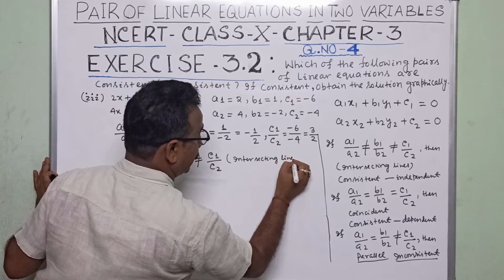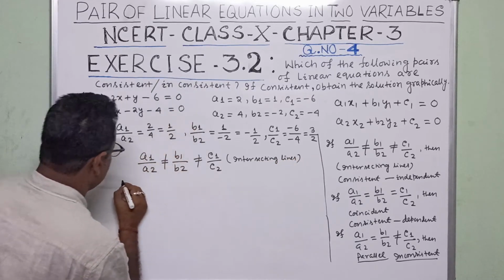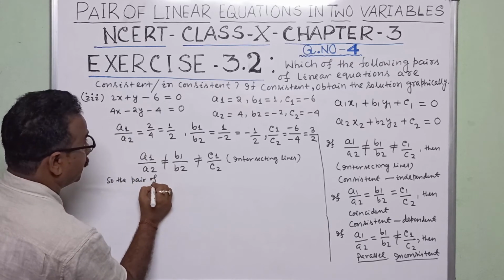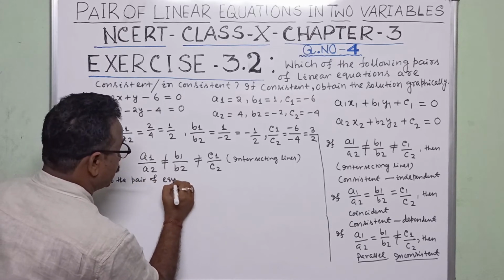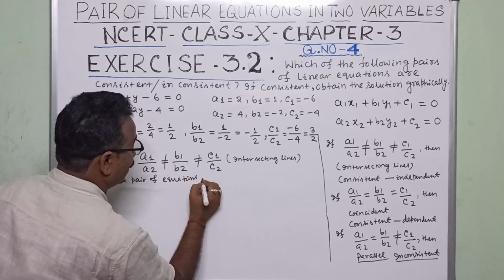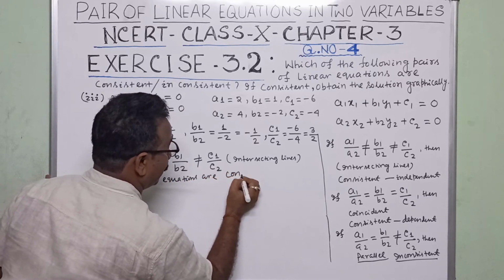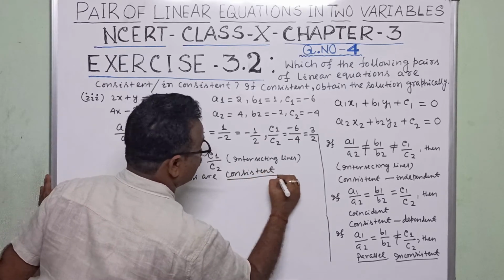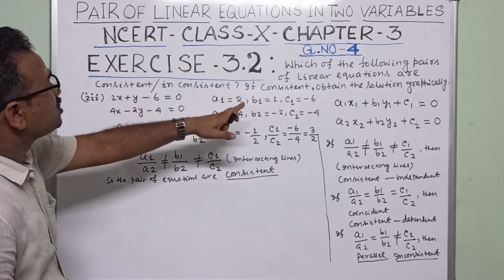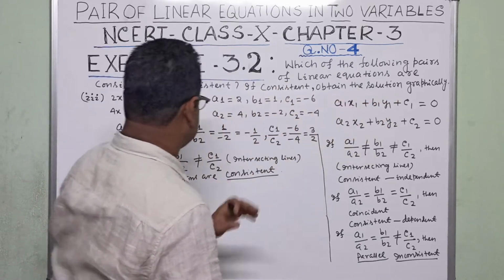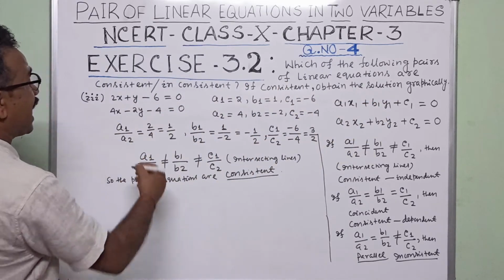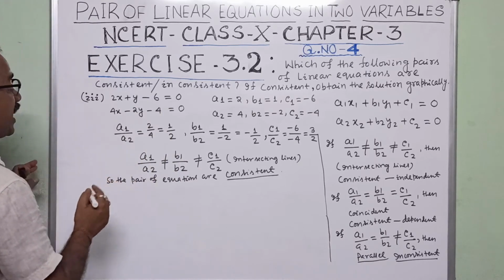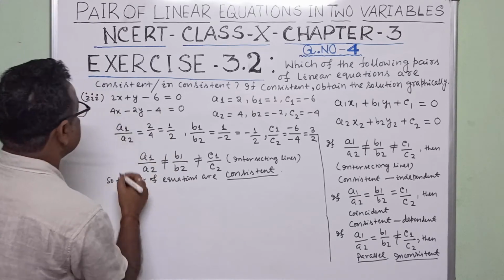Intersecting lines. So the pair of equations is consistent. Then, since it is consistent, obtain the solution graphically. Now move on to the graph. For doing the graph, we have to find out the points. So now solve this one.